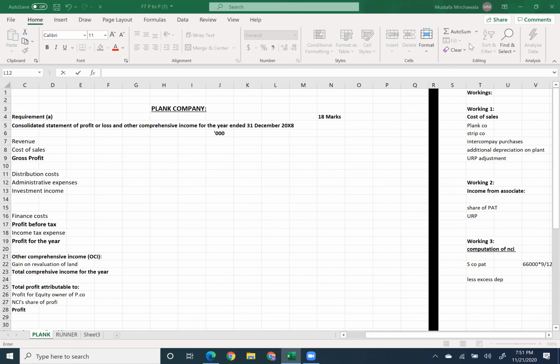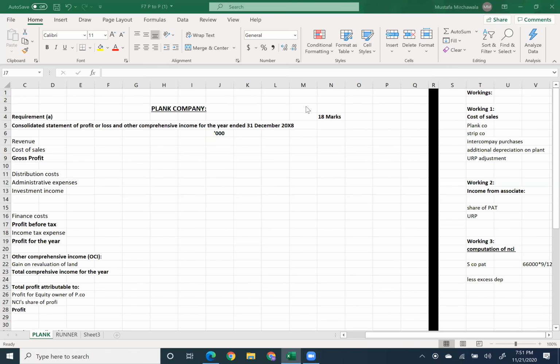Now, if we start with revenue for the consolidated income statement, look here. First of all, there are three companies in this question: parent, subsidiary, and associate. Is everything clear? Is the Excel screen perfect in front of you? Yes. Thank you.